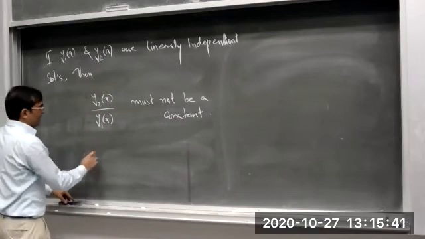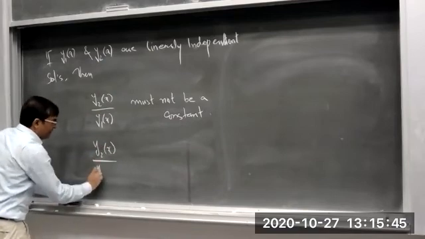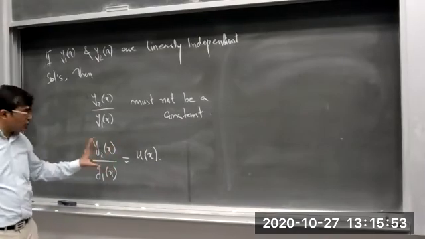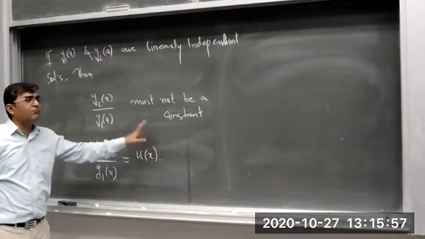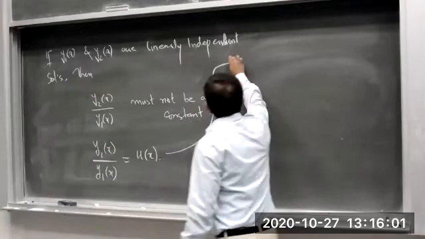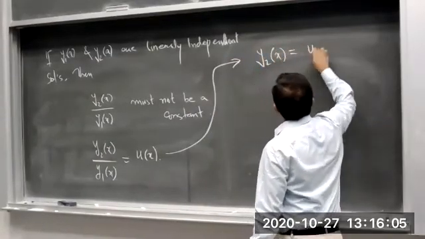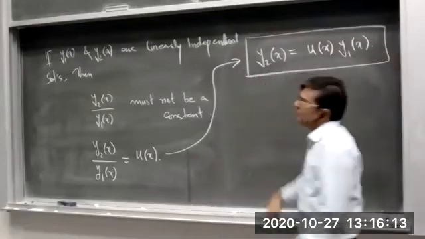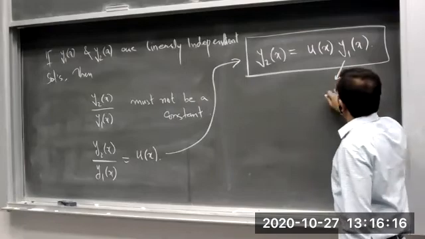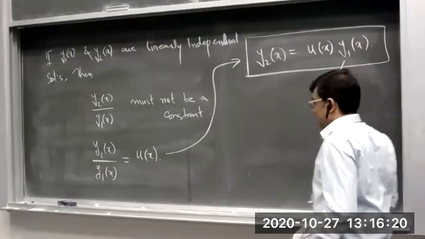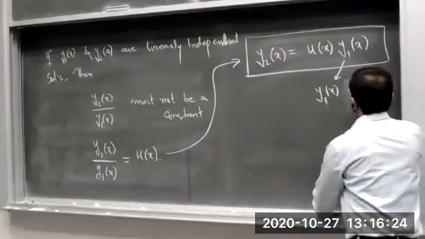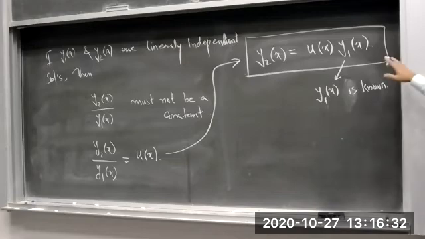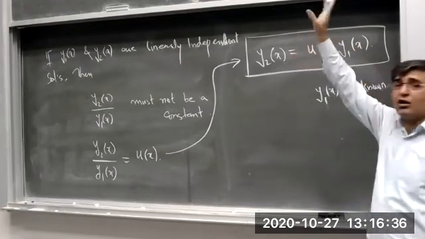Or you can say that y2 of x divided by y1 of x is some function u of x. If the quotient is not a constant, then it will be some function of x. In that case, we can write y2 of x is equal to u of x times y1 of x. We can use this expression, but remember that y1 is a known solution, a known function. We can use this expression to reduce the order of the given differential equation.